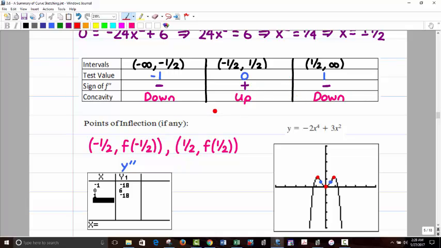So both of those will be points of inflection. Remember, there's not two different kinds of points of inflection. Down to up and up to down are the same thing, versus the difference between relative min and relative max. So there are my 2 points of inflection.